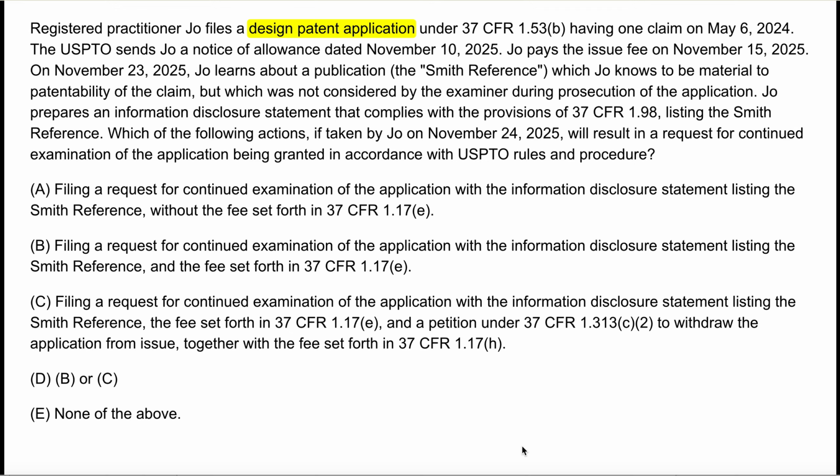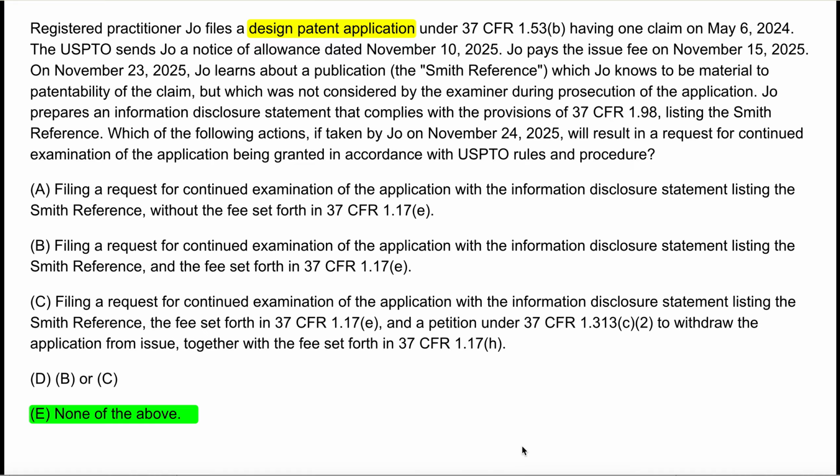So this question is a trick question, and the correct answer is E. None of the above are correct. Now, one of these options is correct if we were talking about a utility patent. Can you figure out which one it is? Pause the video if you need more time. The correct answer if the question had been asking about a utility patent is C.